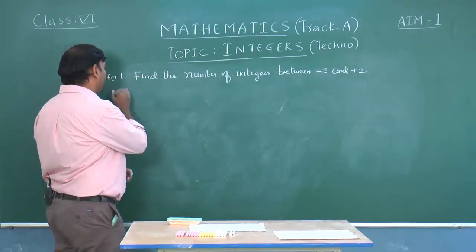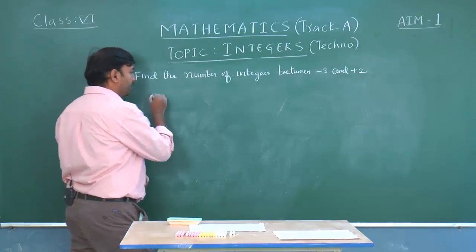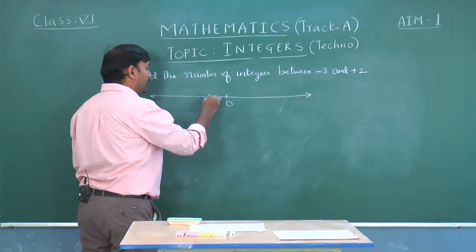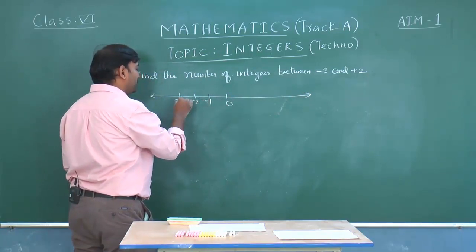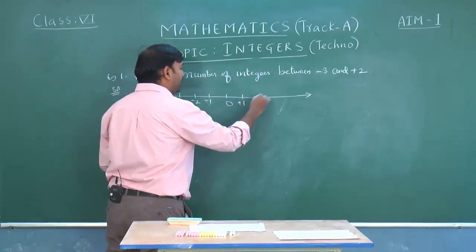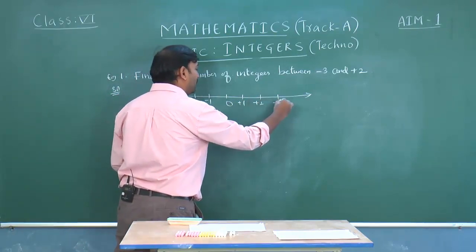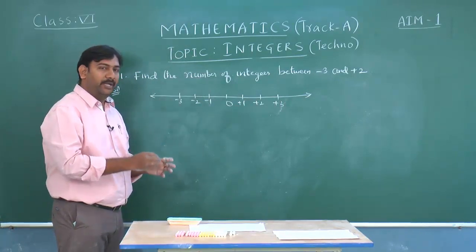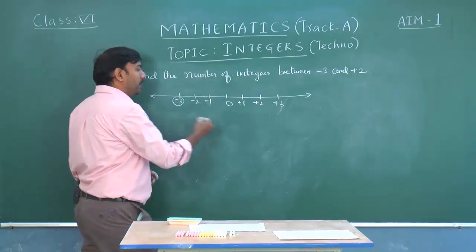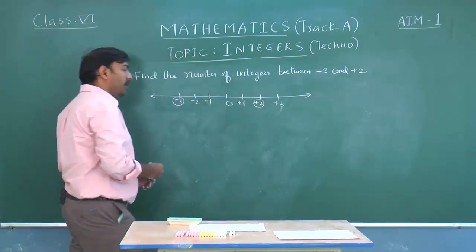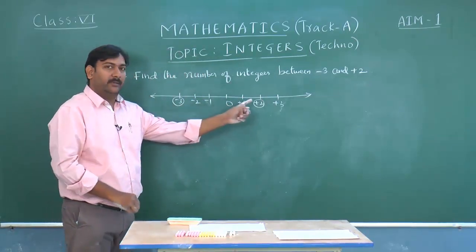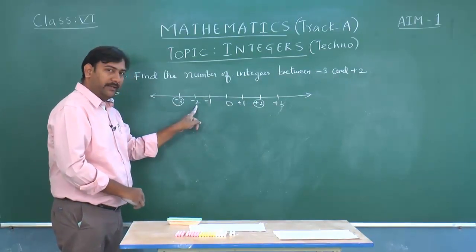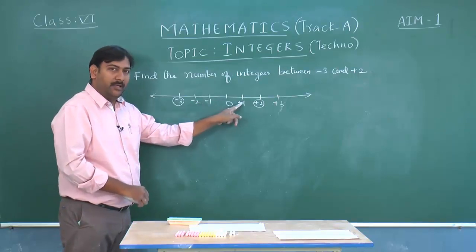Let us make use of the number line to make it understood very clearly. Let me draw the number line. Mark 0 and the numbers minus 1, minus 2, minus 3, and also plus 1, plus 2 and plus 3. Now what the question says is, find the number of integers between minus 3 and plus 2. The integers between minus 3 and plus 2 are minus 2, minus 1, 0 and plus 1.